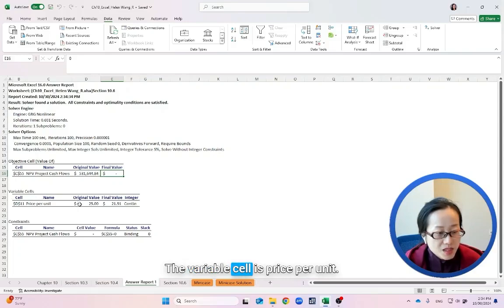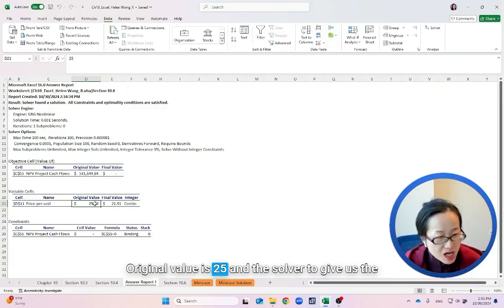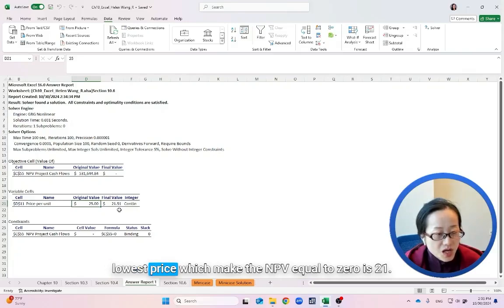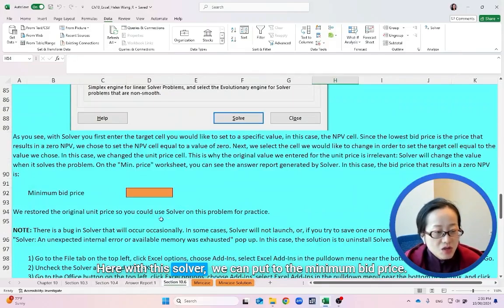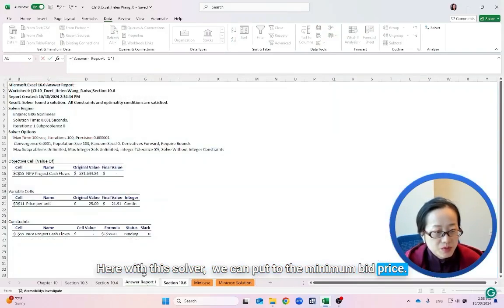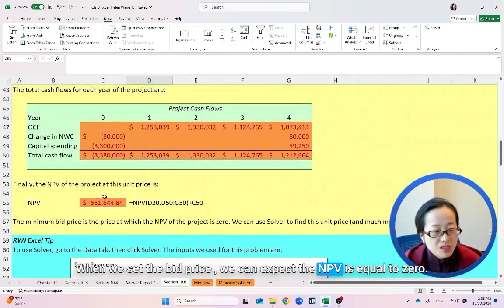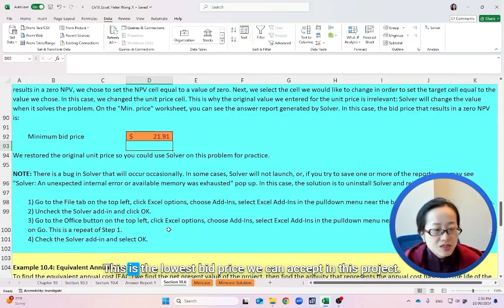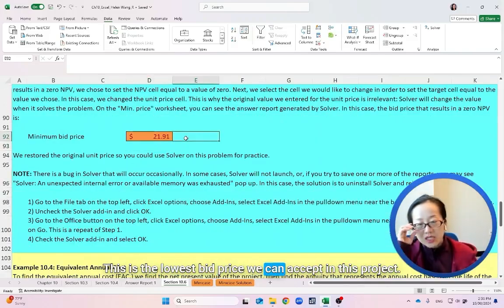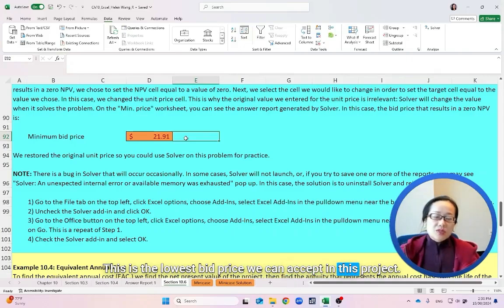The variable cell is price per unit. The original value is 25. And the Solver tool gave us the lowest price, which makes the NPV equal to 0, at 21.1. With Solver, we can find the minimum bid price. When we set the bid price there, we can expect the NPV to be equal to 0. This is the lowest bid price we can accept in this project.